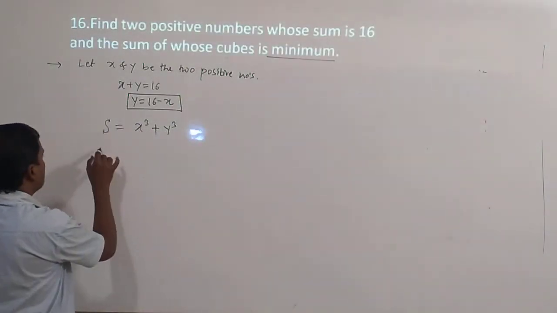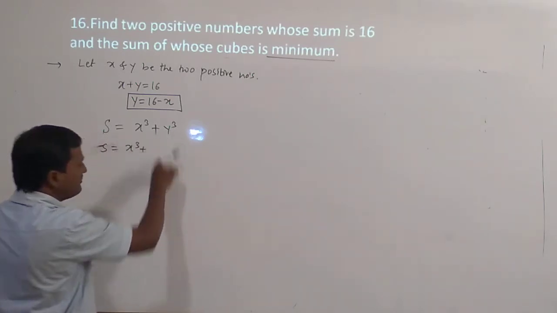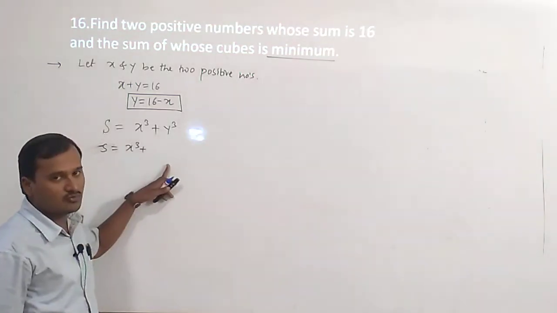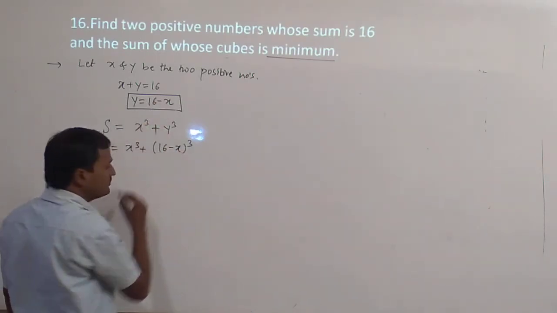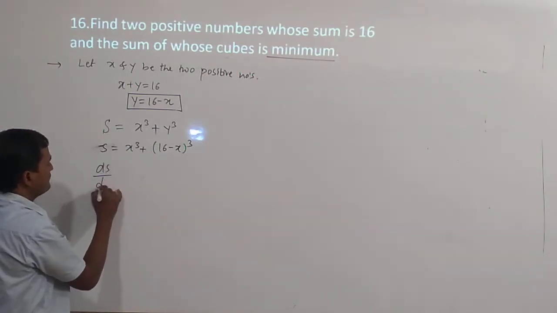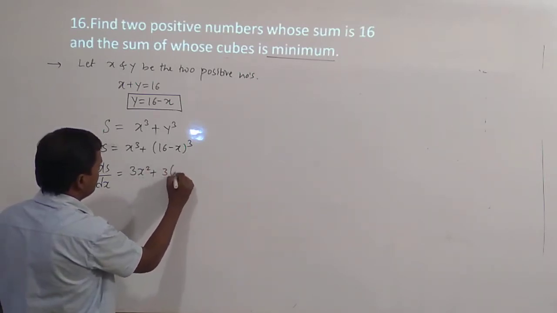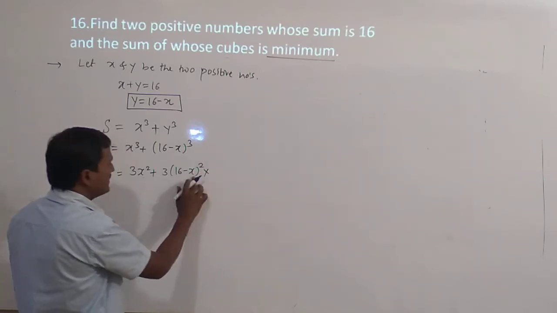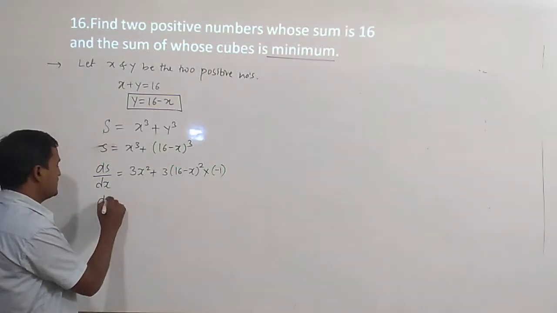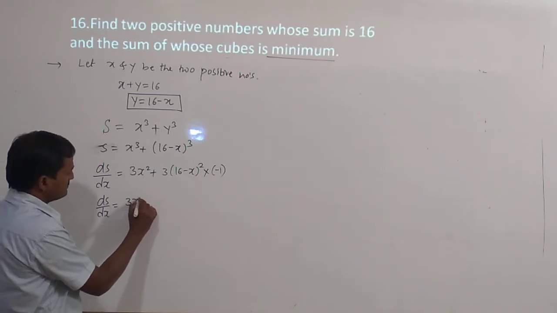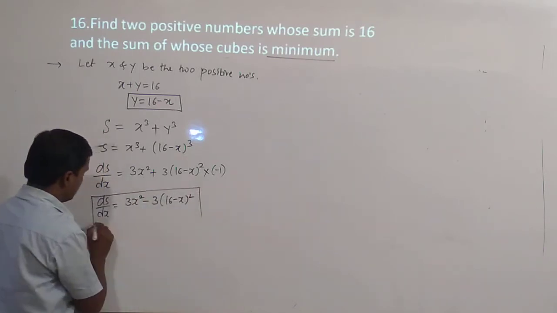So, for this, before differentiating, we will substitute the value of y. We have to make this function into only one variable. So, what is the value of y? Therefore, S is x cube plus 16 minus x whole cube, right. Now, differentiating this, dS upon dx is equal to 3x square plus the differentiation of this term, which is 3 into 16 minus x whole square. Again, the differentiation of this term gives minus 1, okay. So, dS upon dx is equal to 3x square minus 3 into 16 minus x whole square, right. So, we got the first derivative.